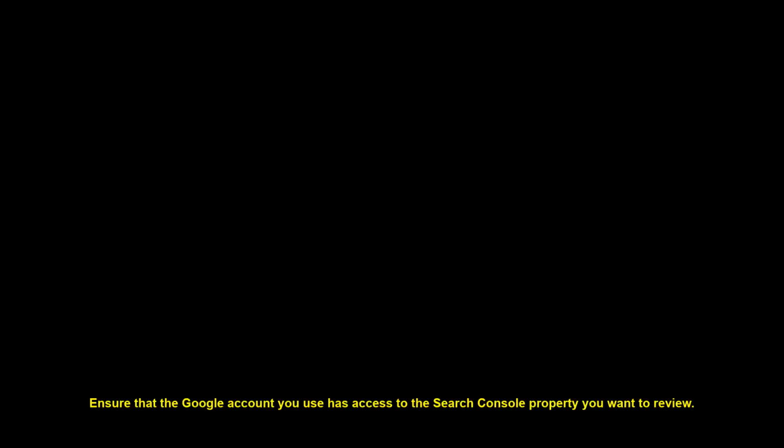Clearly. Open your web browser. Navigate to the Google Search Console website. Click on the Start Now button located at the top right corner of the page. If prompted, log in with your Google account credentials. Ensure that the Google account you use has access to the Search Console property you want to review.